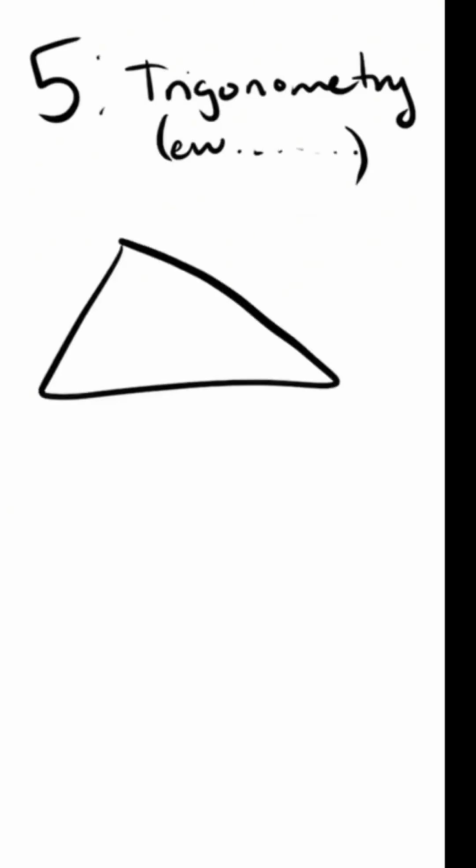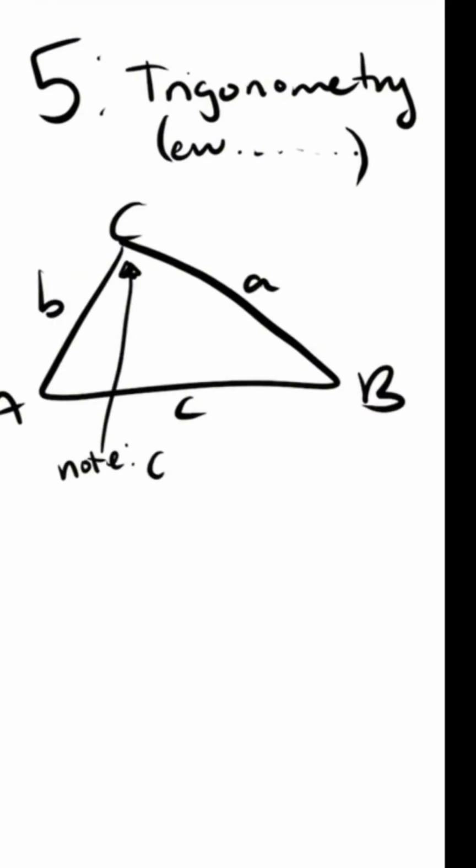The fifth and final way would be using trigonometry, which kind of sucks. So if we had a triangle with sides A, B, and C, where angle C is opposite of side C, the area of the triangle would be half AB sine C.